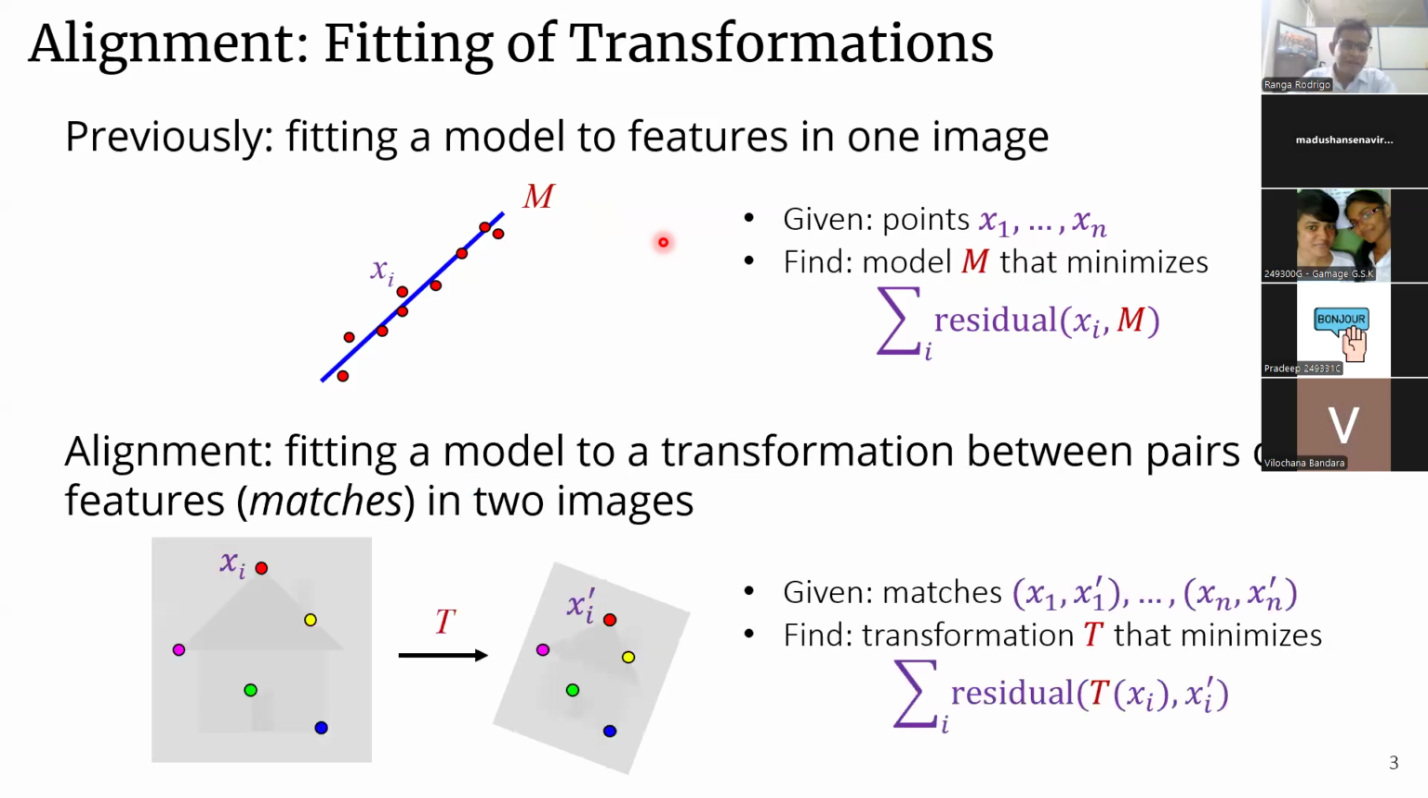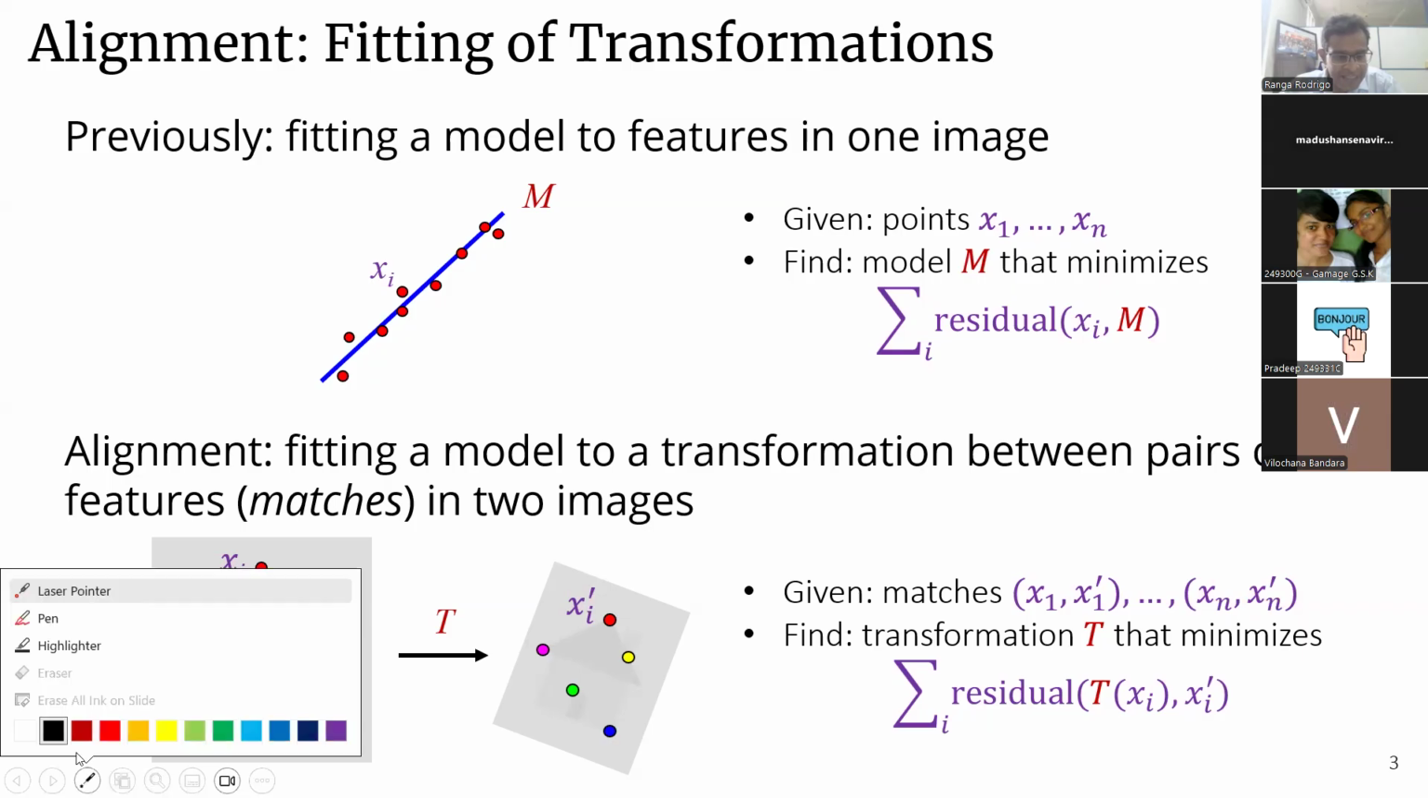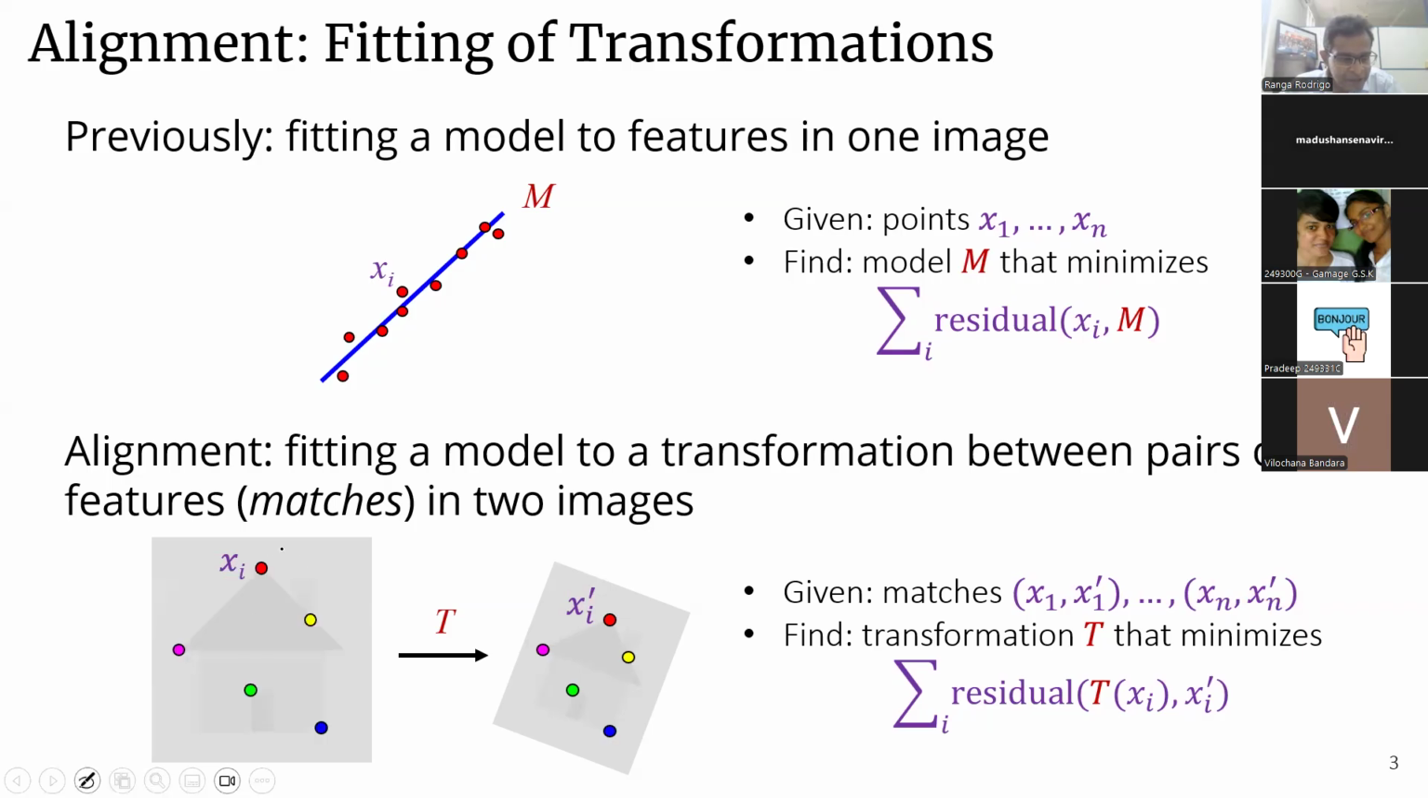Okay, so in this lesson, alignment, we looked at how to fit a model to a transformation between pairs of feature matches in two images. You can see now these are not just points, these are point matches. Given matches, x1 matches with x1 prime, xn matches with xn prime. So in this case, as we have drawn in this image, you can think about this xi, for example, as let's say 300, comma 405, let's say.